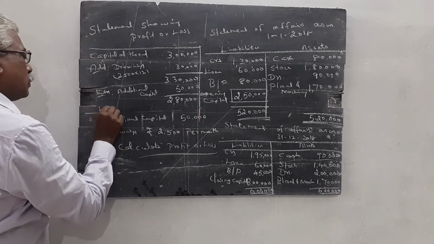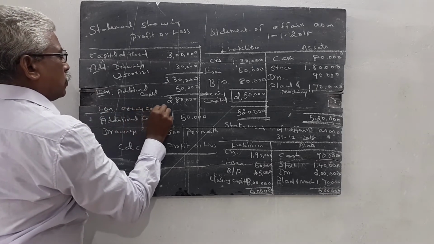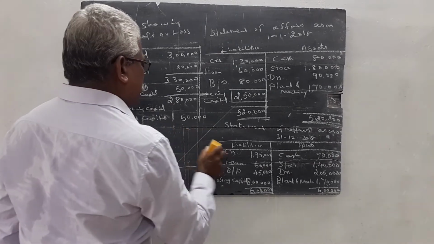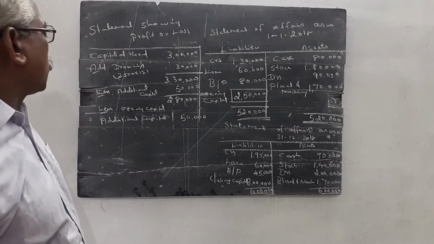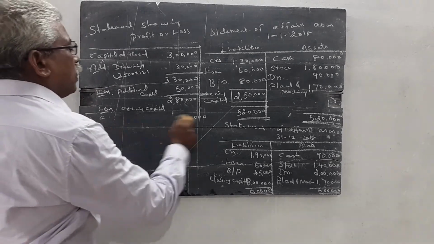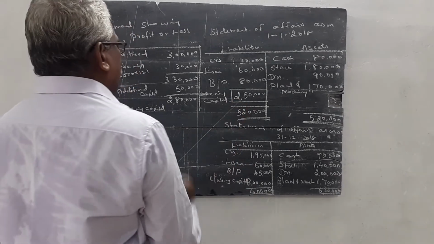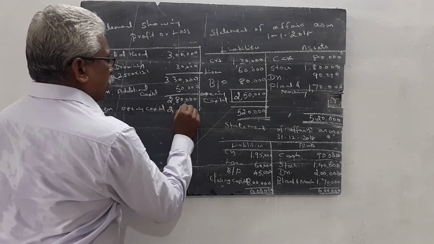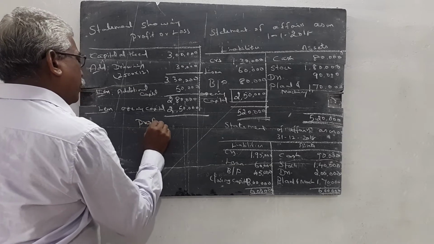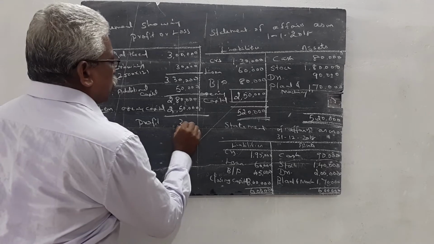Less opening capital. Opening capital we already calculated. Less opening capital: 2,80,000 less opening capital, which is equal to 2,50,000. So we get a profit of rupees 30,000.